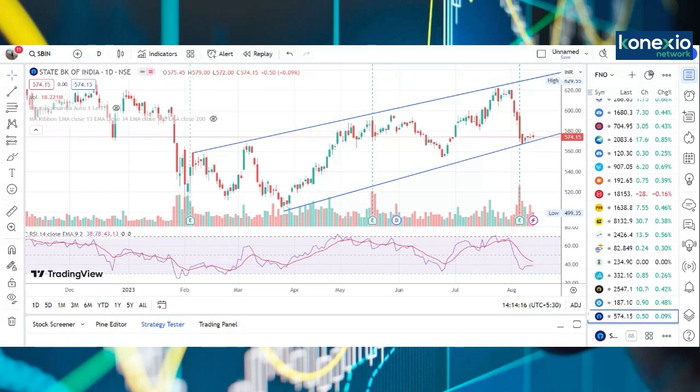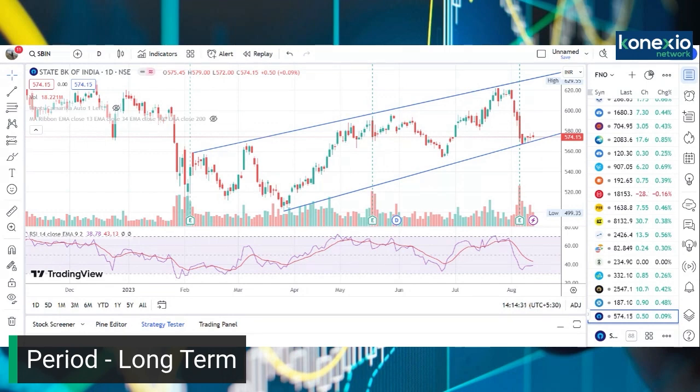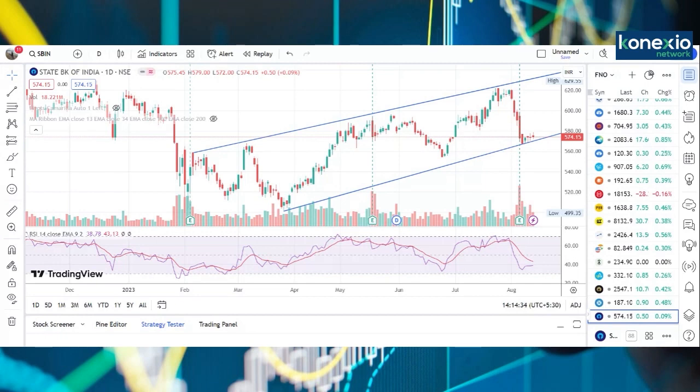Once SBI breaks 580, investors should buy the stock for an upside target of 640 for the long term. For the short term, the stock can bounce back towards the level of 605 or 610, maybe in the next 1 or 2 months. But for the long term, the stock is looking positive at these levels. But one should buy only if SBI breaks and trades above 580 for a long term target of 640. This could be termed as an investment call above 580. So one should have SBI in the portfolio.